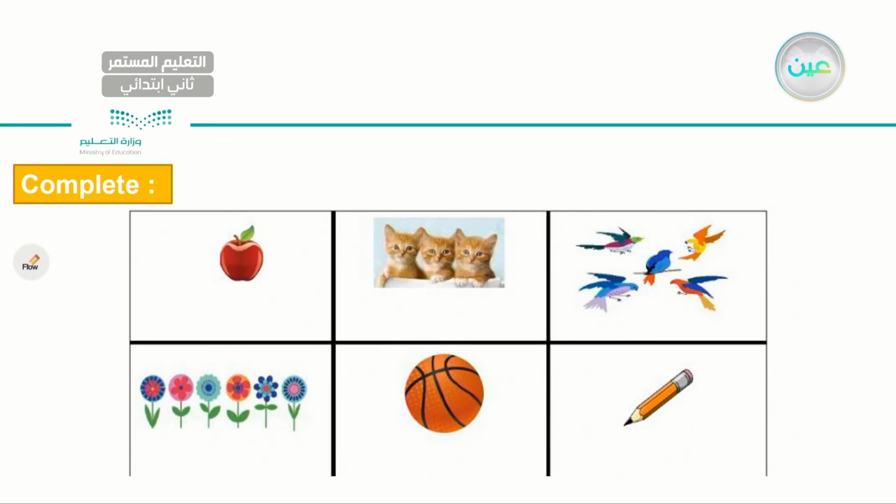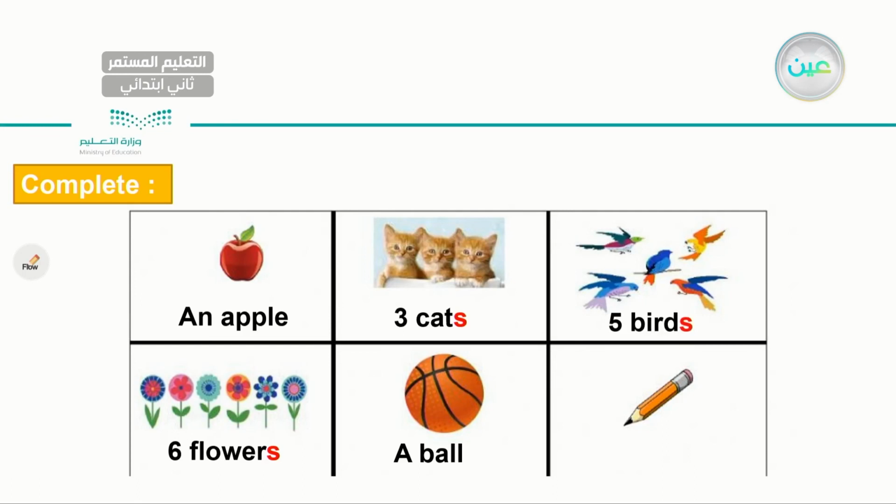Now, same exercise. I have an apple, 6 flowers. Go ahead. As you can see, I have the S in red. I have 3 cats. I have a ball or a basketball. I have 5 birds. And for the last item, I have a pencil.